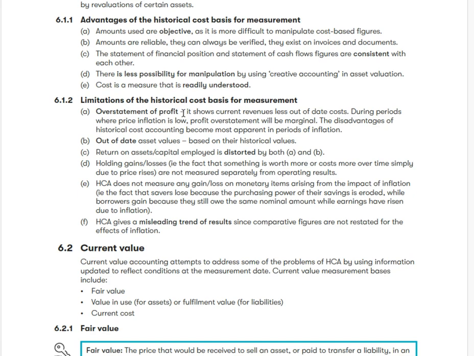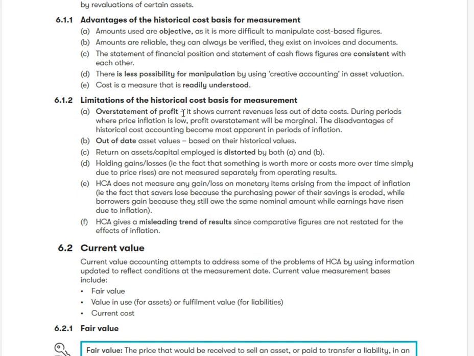Out-of-date asset values. Historic cost assets are stated based on their historical values. For example, you have bought a building 25 years ago for 1 million. Now it will be worth several millions, 20 million or 50 million. So it is not matching. It is based on the historical value. So you can't take any decisions with the historical cost. You need the current cost or the fair values as at present.